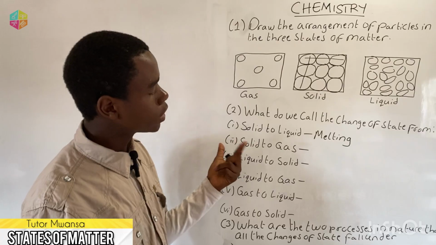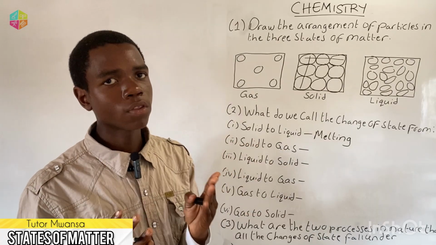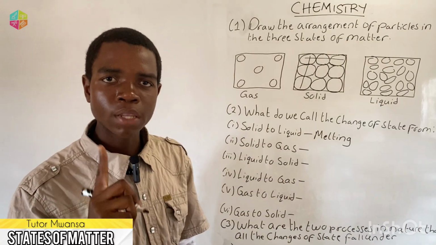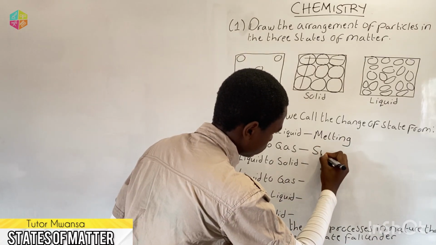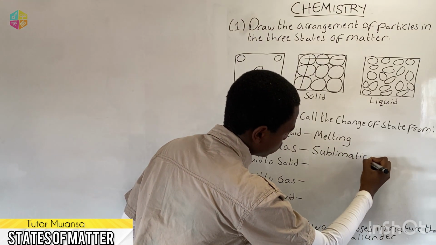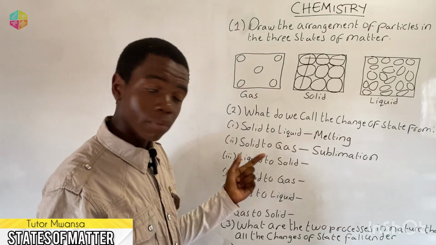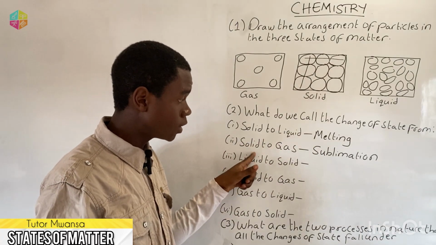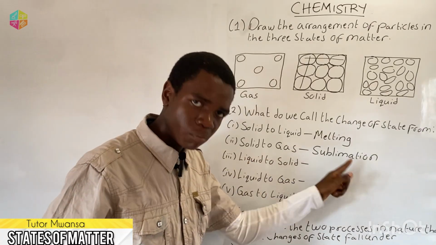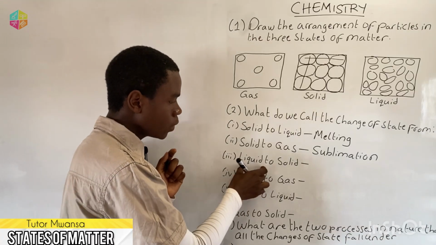Okay, now what do we call the change of state from solid state to gas state? Many people don't know the answer here, but I'll tell you today. This process is called sublimation. Take note, this is not from solid to liquid, which is melting. Instead, it's directly from solid to gas. Is that okay? And that process is called sublimation.